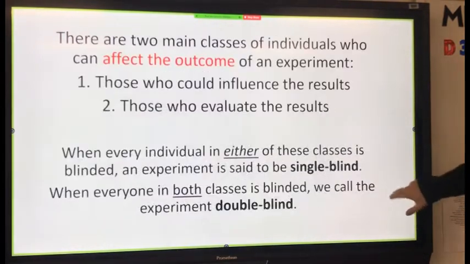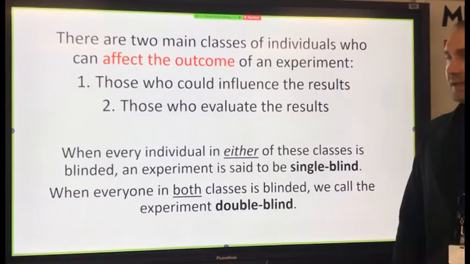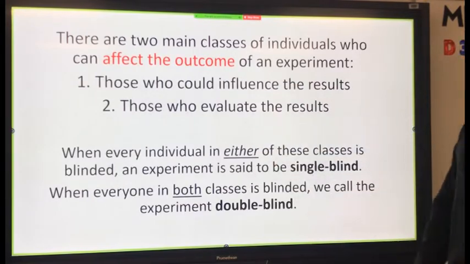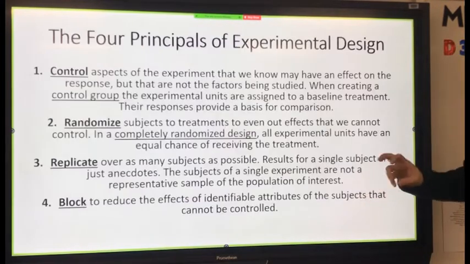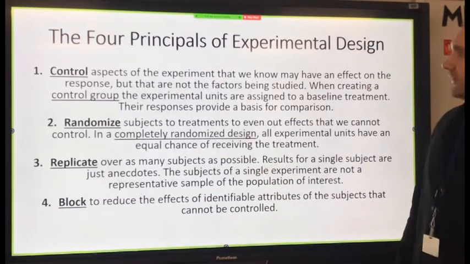So that's why it's important to blind. Not just a single blind, but double blind. That way both the experimenter and the experimentee can't influence the outcome. So there are four main principles of experimental design.